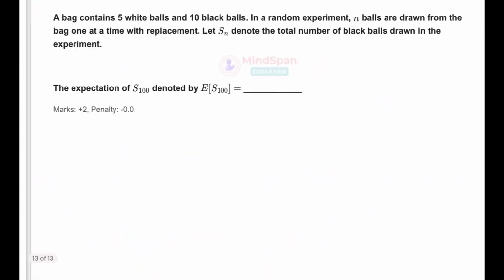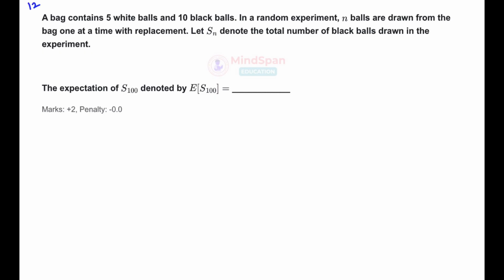Okay, let's look at question number 12. A bag contains 5 white balls and 10 black balls. In a random experiment, n balls are drawn from the bag one at a time with replacement. Let Sn denote the total number of black balls drawn in the experiment. We need to find the expected value of this random variable S. And this random variable is the total number of black balls drawn, right?